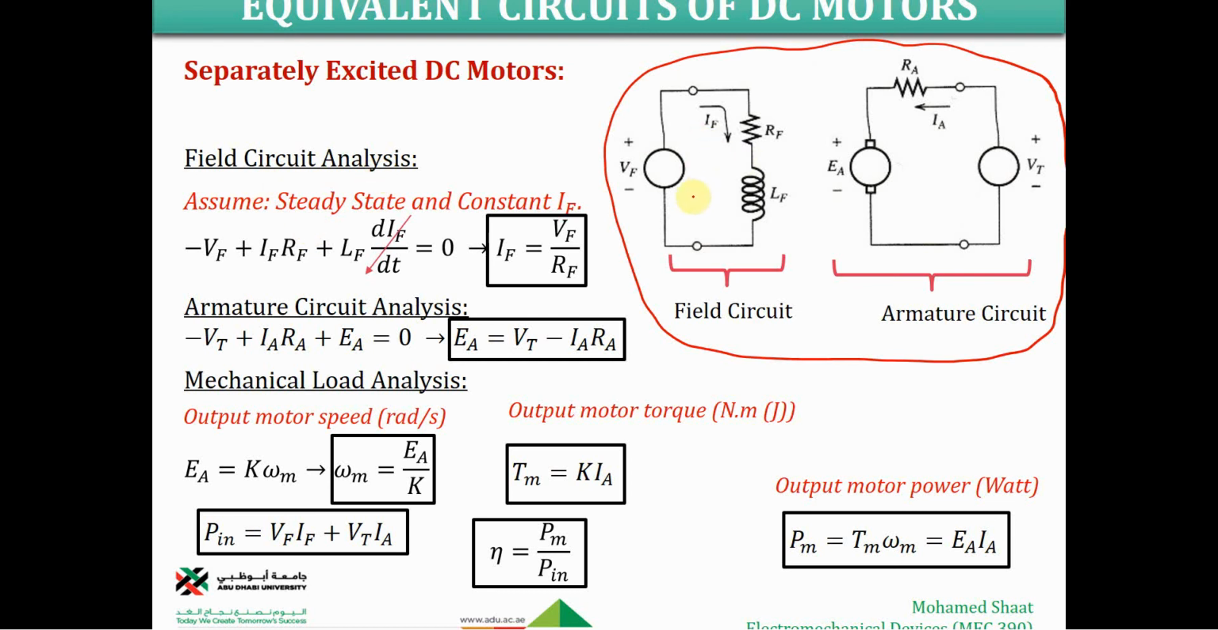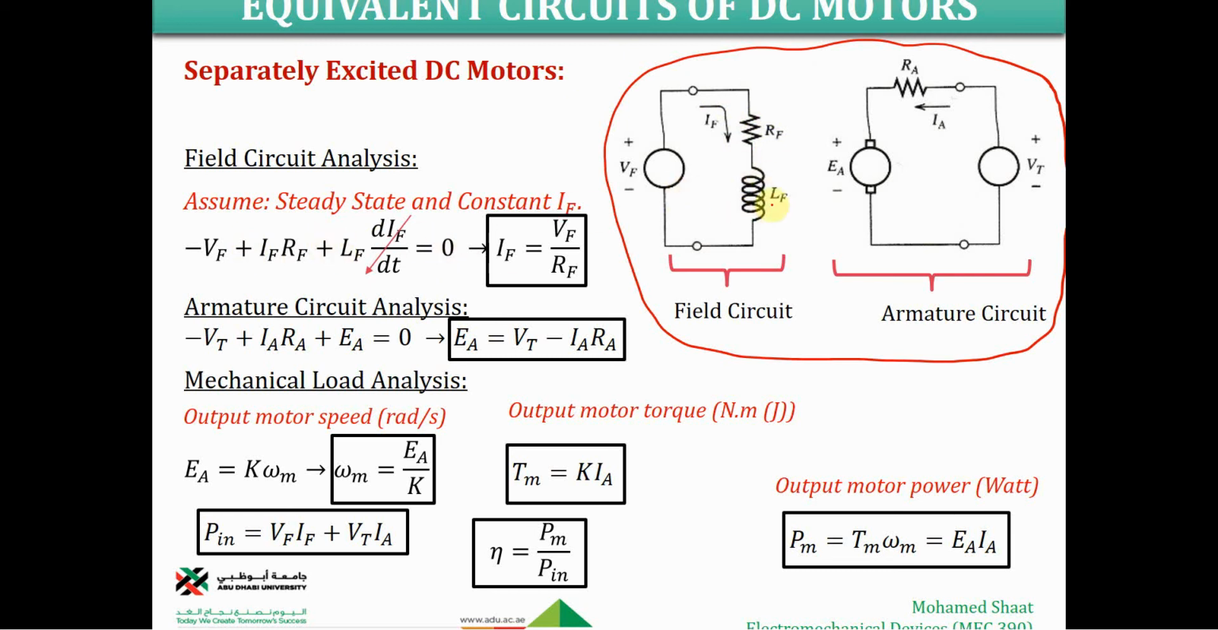So simply for the field circuit, it is just one single loop. We can apply Kirchhoff's voltage law to this electrical circuit. You have the VF, this is the source, so it's going to be negative VF because it is input, plus the IF RF, this is the voltage over this resistance, which is output, so that's why it is positive, and positive the voltage over the coil.